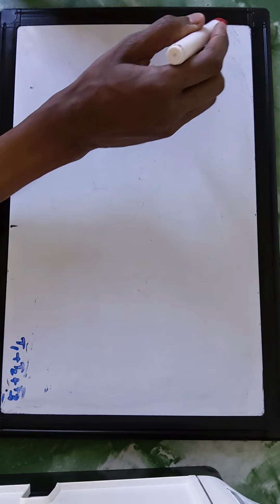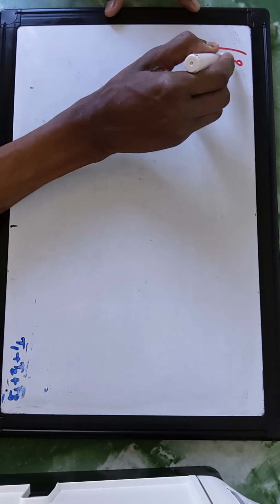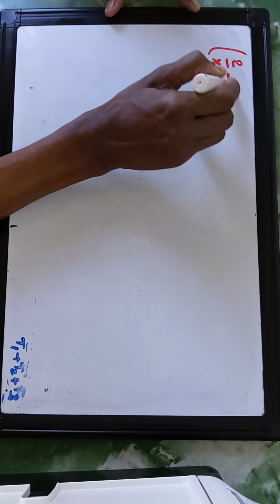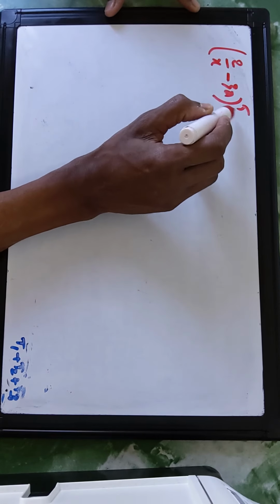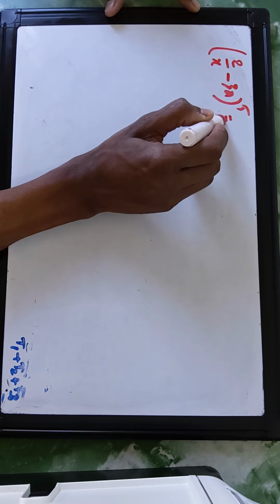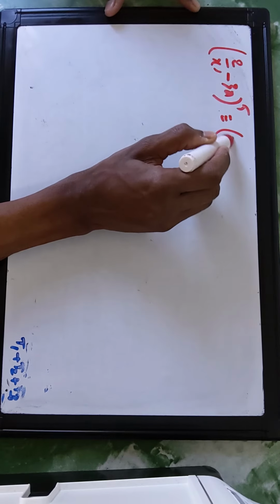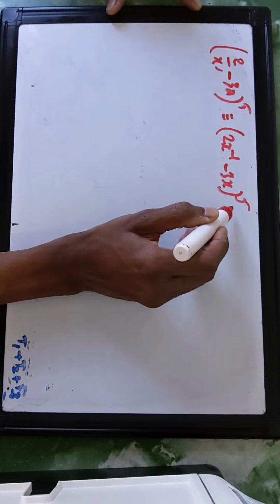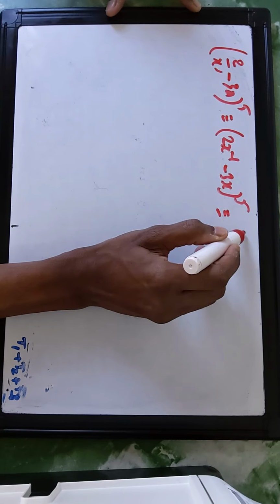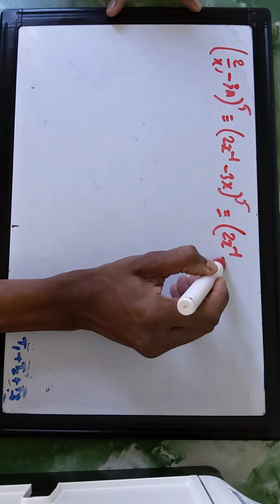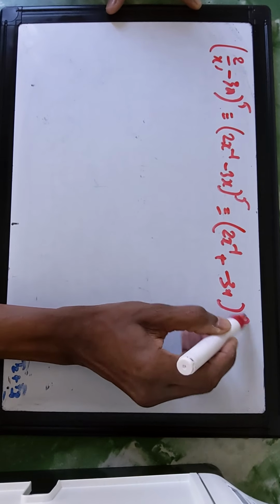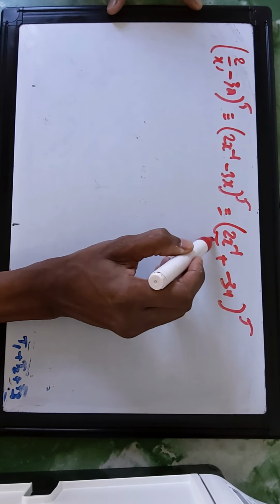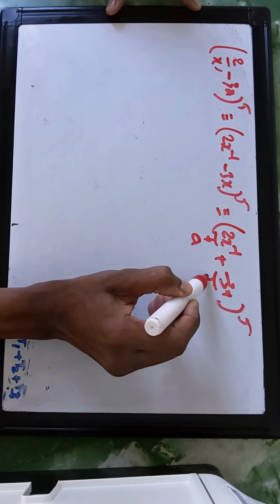Okay, now we shall consider the expansion of (2/x - 3x)^5. So with rearrangement, we bring the x on top: (2x^(-1) - 3x)^5. Further rearrangement: (2x^(-1) + (-3x))^5. So this is the a, and that's the b.